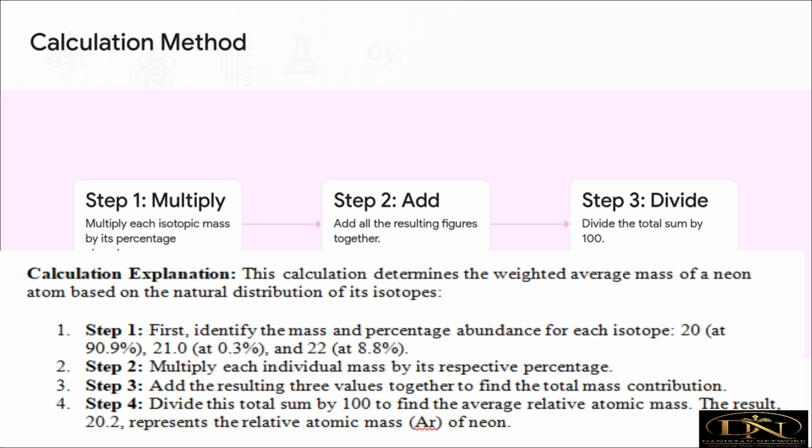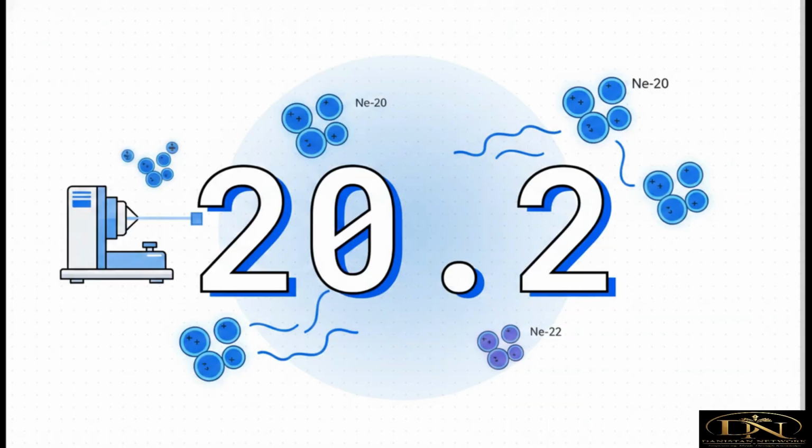Okay, the calculation itself is actually pretty straightforward, I promise. There are just 3 steps. First, for each isotope, you multiply its mass by its percentage. So we'll do 20 times 90.9, then 21 times 0.3, and finally 22 times 8.8. For step 2, you just add all those results together. And the last step, you take that big total and divide it by 100 to get the average. That's it. And when you run those numbers, drum roll please, you get 20.2.